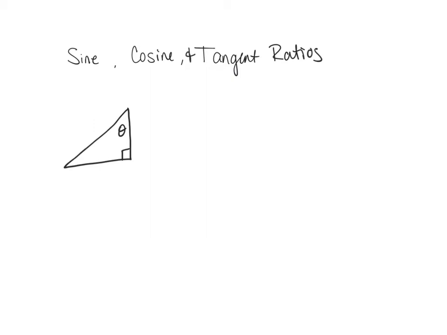So let's start here. If I'm talking about this side in reference to the angle theta, that is the opposite side. So that would be labeled the opposite leg. The side that is opposite the 90-degree angle is called the hypotenuse. And the side that is next to theta is called the adjacent leg. And again, this is all relative to the position of the angle that we are looking at.